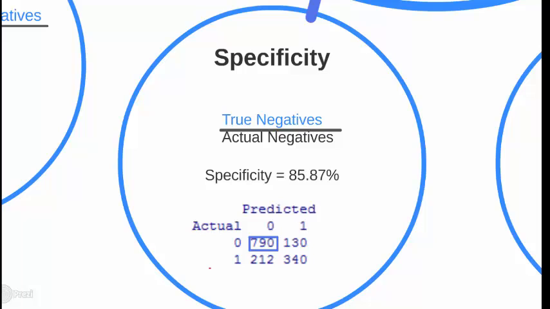Specificity tells us the number of times our model was correct in saying a student wouldn't come and they actually didn't. It's also called the true negative rate. It's the proportion of true negatives to all the negatives identified by the model. In this case, the model's specificity was 85.87%.